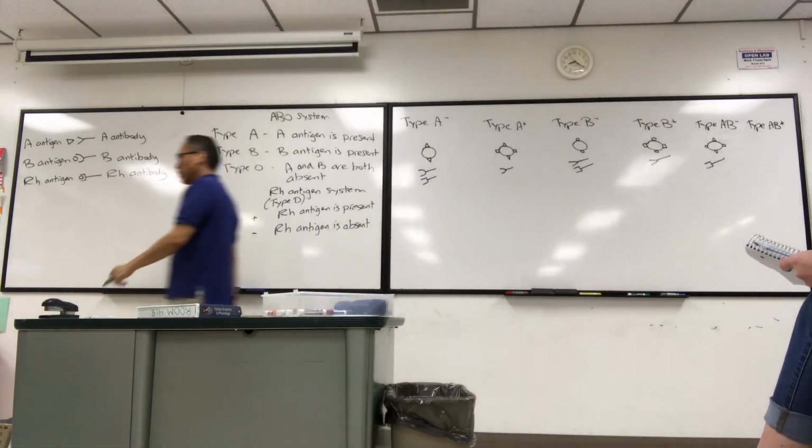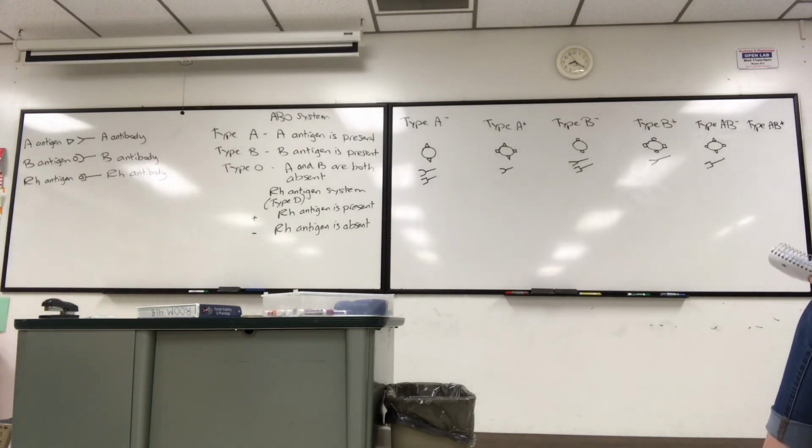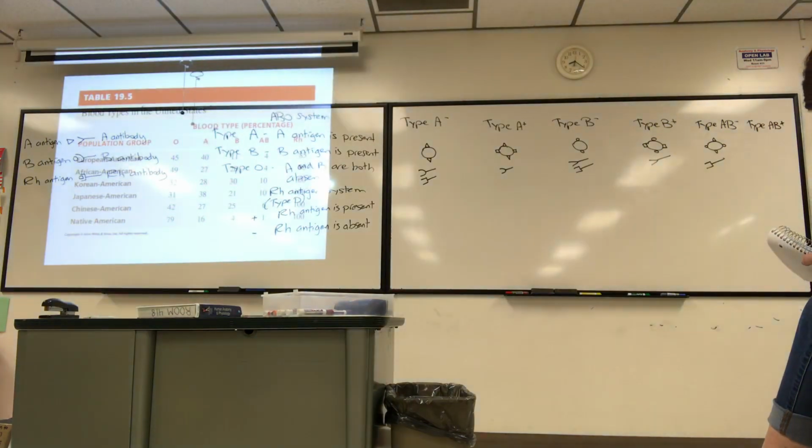I want to go back and look at that table just to see what the prevalence was. Off the top of my head, only 4% are AB, and yeah, it's a very low percentage.